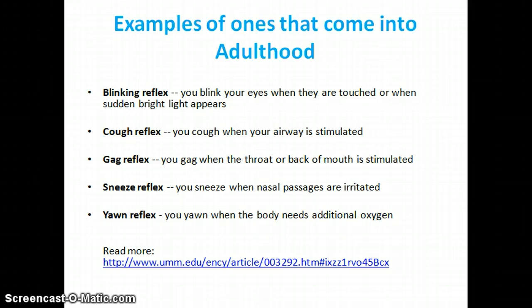Some examples of the reflexes that come in at adulthood are the blinking reflex, the cough reflex, the gag reflex, the sneeze reflex, and the yawn. I also attached the URL to this slide so that you can go and see more of the reflexes that come in at adulthood.